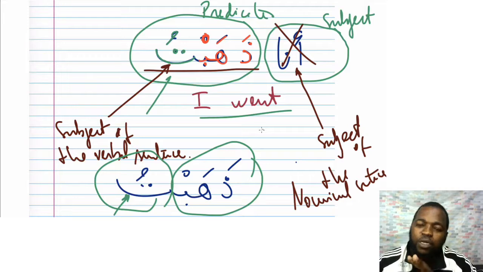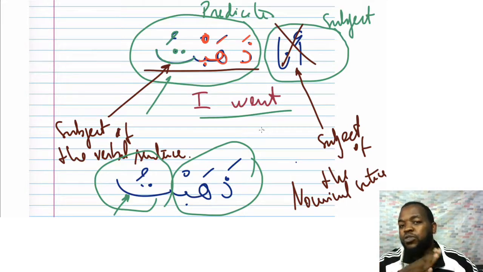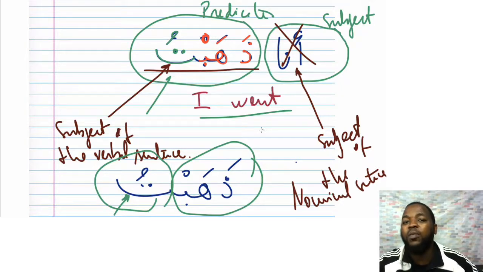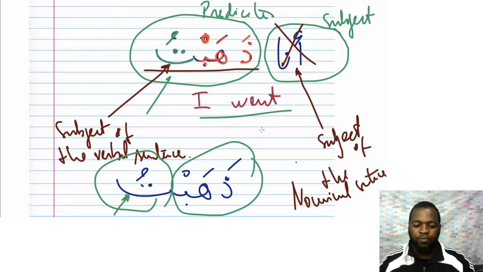When you use a nominal sentence, the question is, did you or another person do it? When you use a verbal sentence, it's kind of like, what did you do? And you say, I went. The thing that I did was that I went. Whereas when I say ana dhahabtu, someone went somewhere, but who was it? And you say, I went. This is the difference.